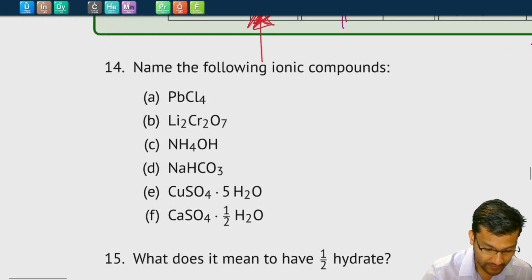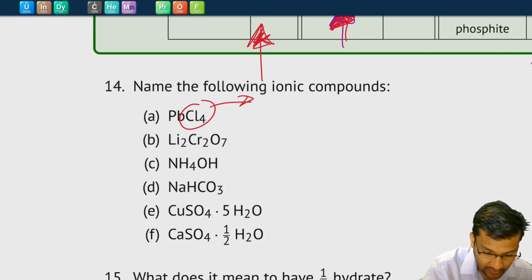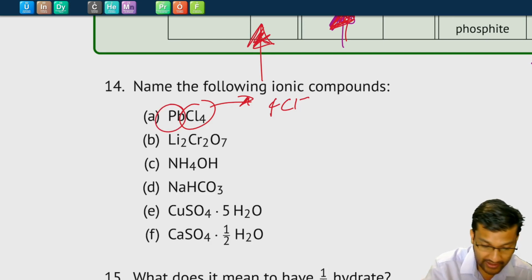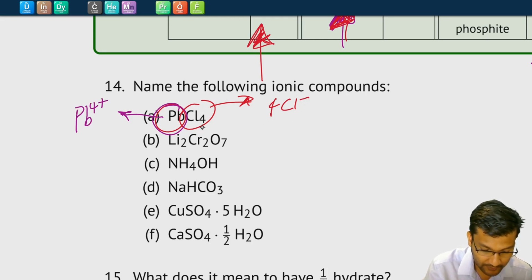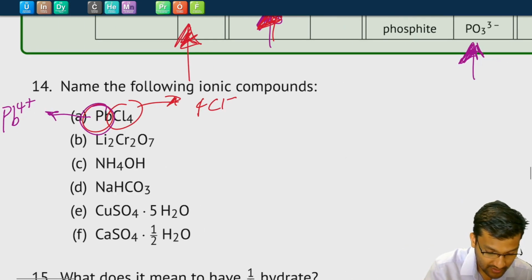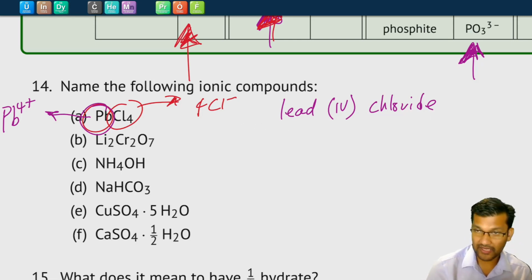Okay, let's go over a few of them. PbCl4. Cl, we know it's a halogen, so it should have a charge of -1, and there's 4 of them. There's one Pb. Pb is lead, which means that to balance out the charge, it should have 4+ charge, right? Pb 4+. Do we see how we get that? 4Cl minus, which means the plus charges should be 4. So if Pb has a charge of 4+, it should be lead 4 chloride, right? That's how we name that one, lead 4 chloride.